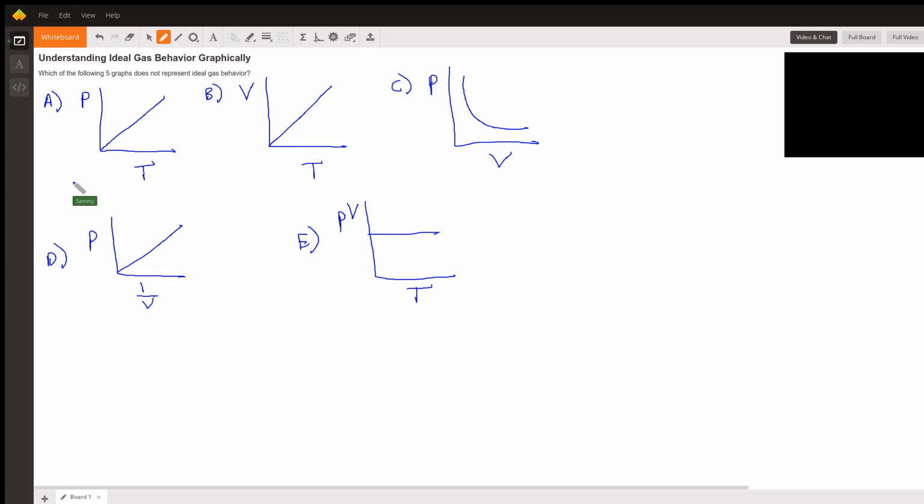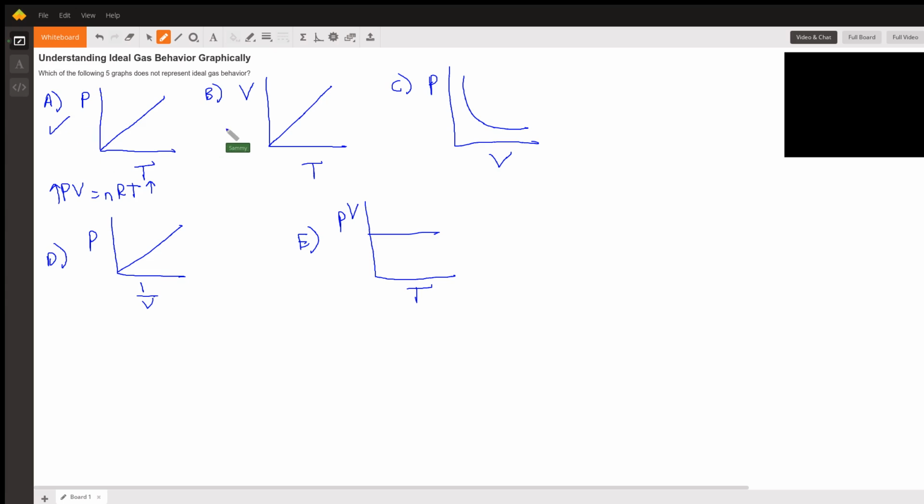Okay, so we need to look at the ideal gas equation, which is PV equals nRT. So P is pressure, V is volume, n is the number of moles, R is the universal gas constant, and T is temperature. So here, as we increase the temperature, we are increasing the pressure. So if you look at the ideal gas equation, if we increase the temperature, we are going to increase the pressure. So temperature is directly proportional to the pressure. So graph A is actually correct.